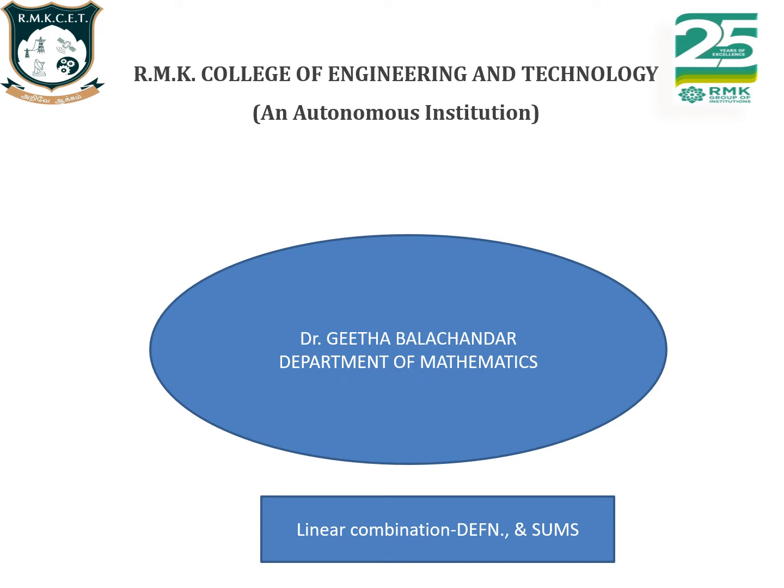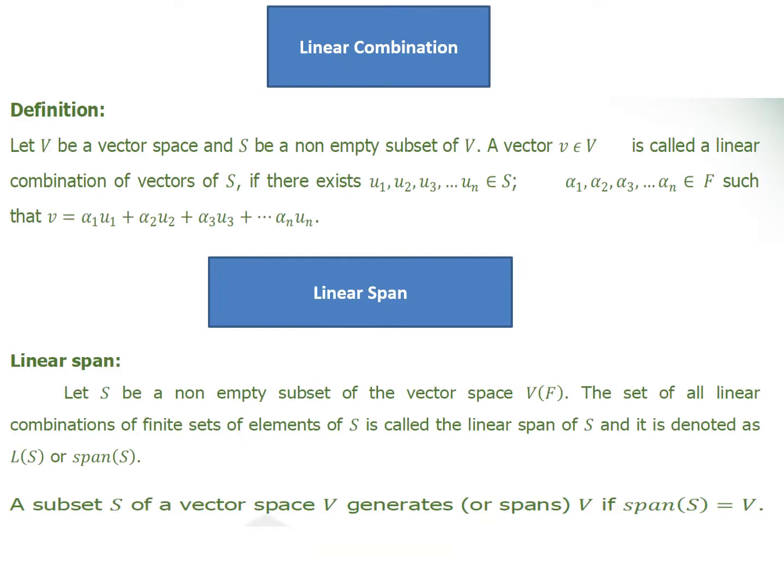In this video, we are going to see about linear combination, definition and some sums. Let V be a vector space and S be a non-empty subset of V. A vector v belonging to V is called a linear combination of vectors of S if there exist u1, u2, u3, etc., un in S, and alpha 1, alpha 2, etc., alpha n in F such that v equals alpha 1 u1 plus alpha 2 u2 plus alpha 3 u3, etc.